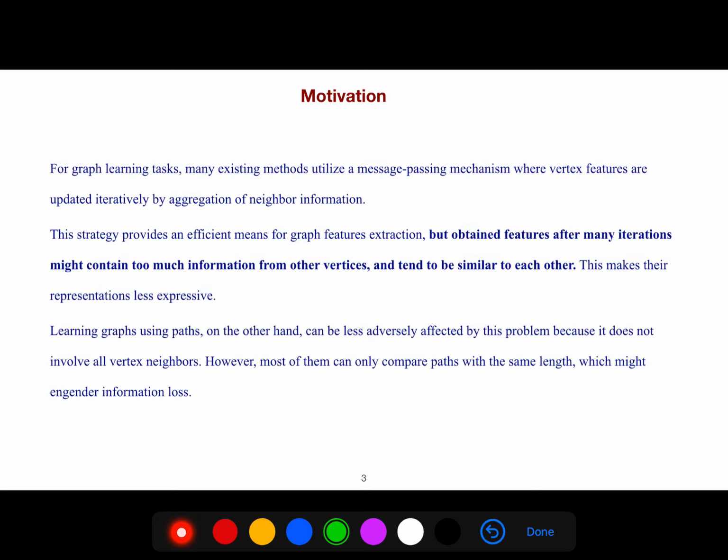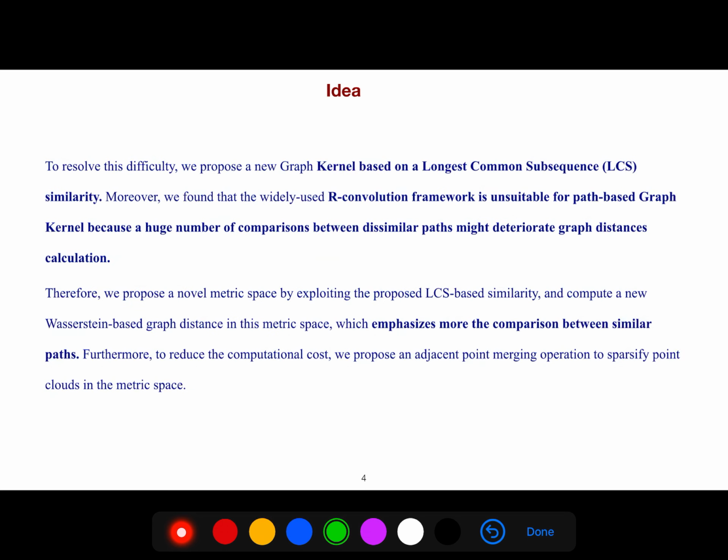Learning graphs using paths, on the other hand, can be less adversely affected by this problem because it does not involve all vertex neighbors. However, most of them can only compare paths with the same length, which might engender information loss. To resolve this difficulty, we propose a new graph kernel based on a longest common subsequence similarity.